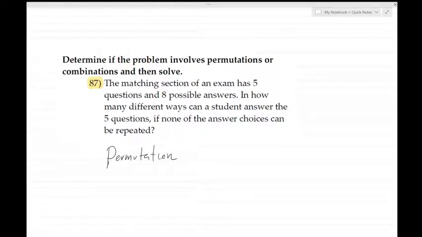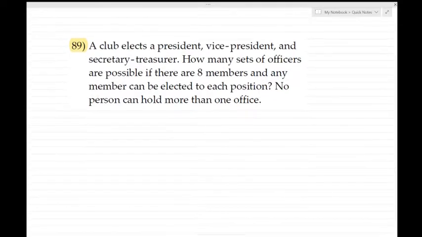Okay, so let's see. Number 89, a club elects a president, a vice president, and a secretary treasurer. How many sets of officers are possible if there are 8 members and any member can be elected to each position? No person can hold more than one office. So again, we want to think what operation should we do and then carry it out. So 3 different offices to be elected: president, vice president, and treasurer, out of 8 people. And no person can hold more than one office, so therefore we'll be carrying out a permutation.